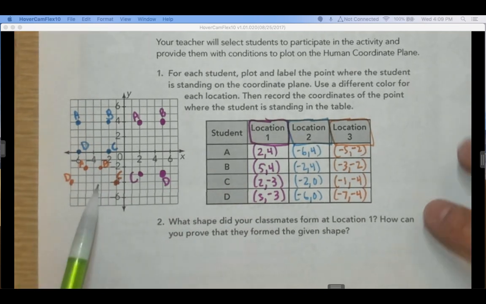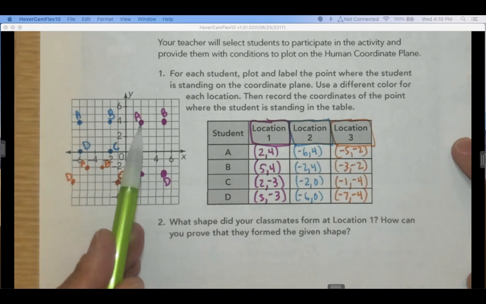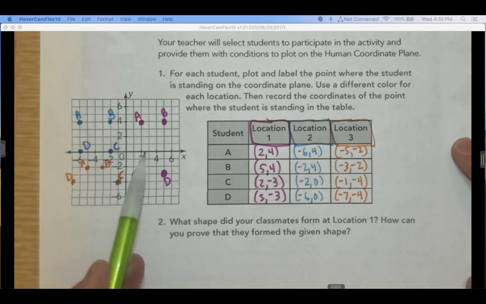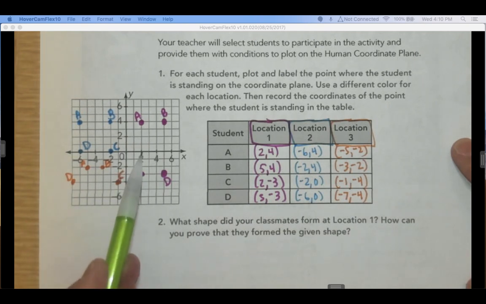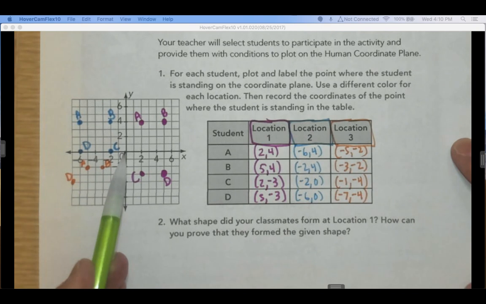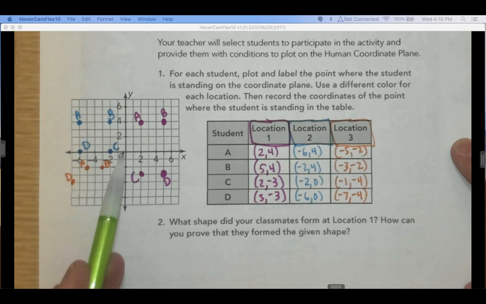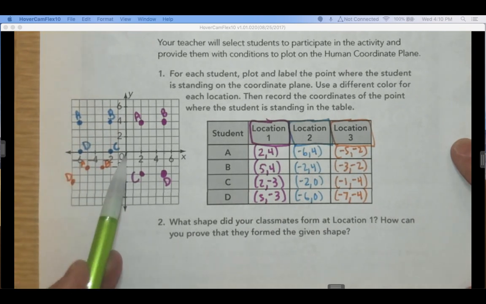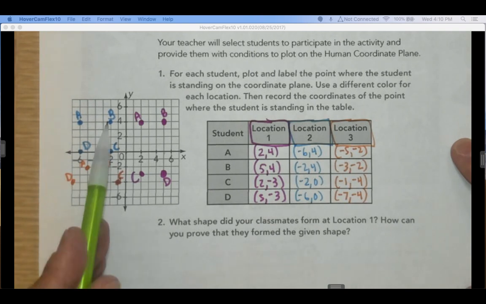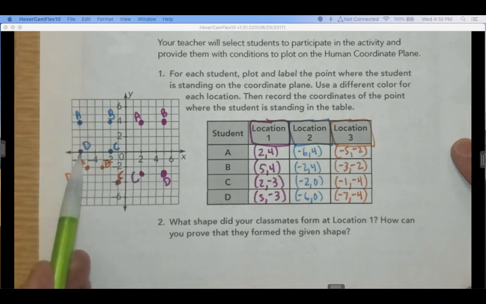All right. If I look at location 1, A would be 2, 4. B would be 5, 4. C would be 2, -3. D would be 5, -3. For location 2, A would be -6, 4. B would be -2, 4. C would be -2, 0. D would be -6, 0.